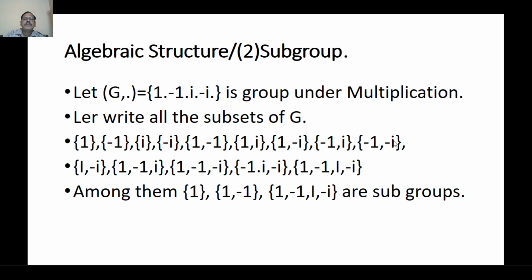From all these possible subsets, the first one, 1, becomes a subgroup of G. So the first one is a subgroup, this one is a subgroup, and the last one is a subgroup. These are the three subgroups of G. Because 1 into 1 is 1, it satisfies closure, identity element, and the inverse of 1 is 1, so it is a subgroup. For {1, -1}: 1 into 1 is 1, 1 into -1 is -1, -1 into -1 is 1, so it satisfies all the properties, and hence it is a subgroup.